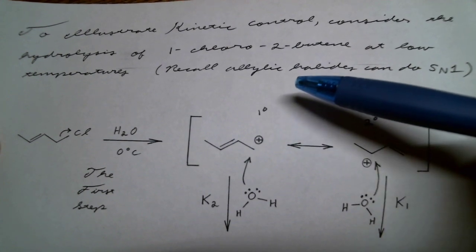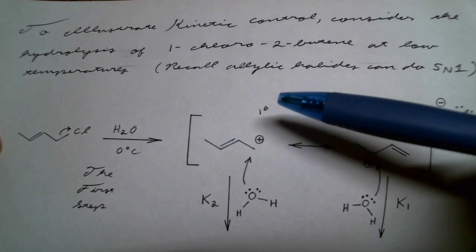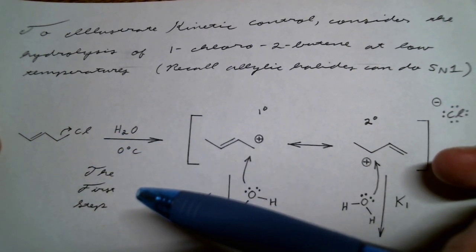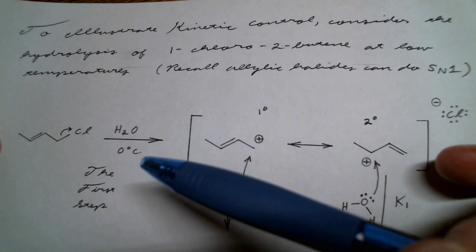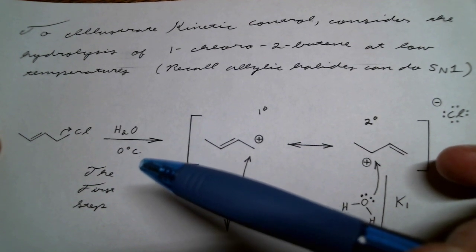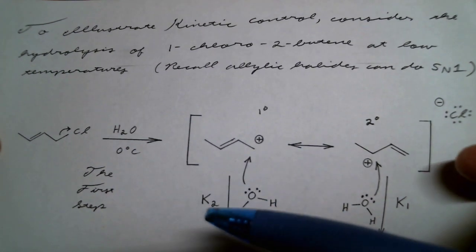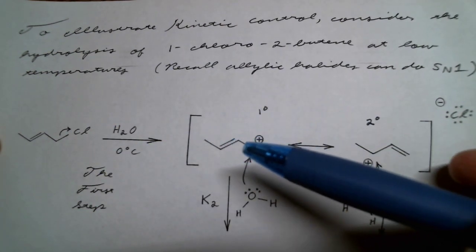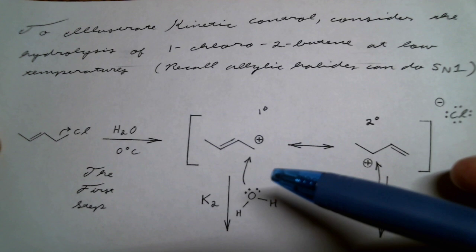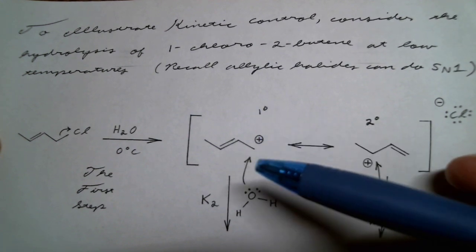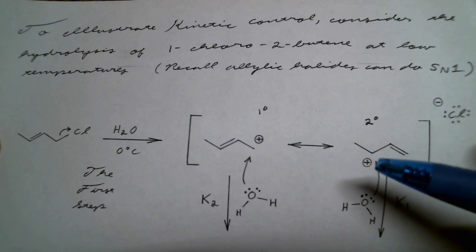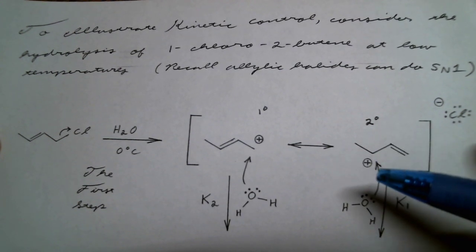So recall that primary allylic halides can do SN1 reactions. Here we've got our 1-chloro-2-butene. If we throw this in water, at ice water temperatures of 0 degrees C, we'll go ahead and pop the chloride off and we form this allylic carbocation, right? This is a primary allylic carbocation. Of course, there's another resonance form associated with it. That is a secondary allylic carbocation.